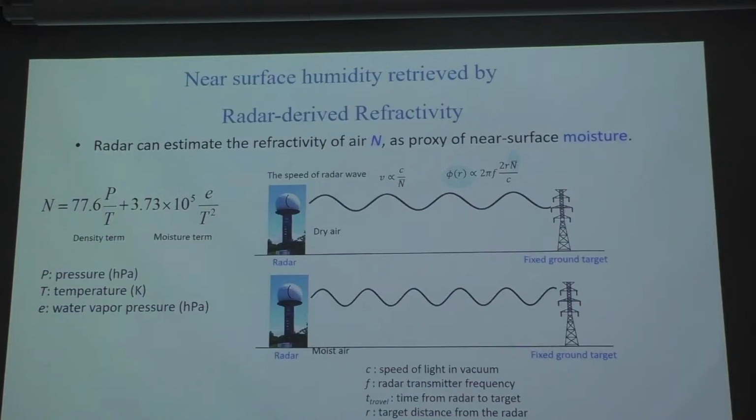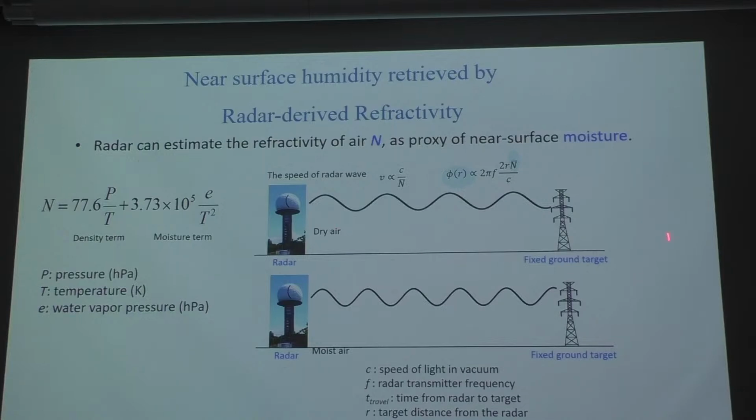And then, is that the only way we can try to retrieve or obtain the information of humidity from radar? The answer is that we have another way to retrieve the humidity. Okay. For weather radar, most of the time, radar meteorologists don't like to see the ground targets because they generate ground clutter, and then you have to figure out how to remove that noise when you try to analyze the radar data.